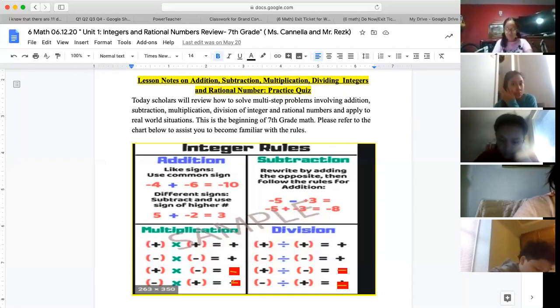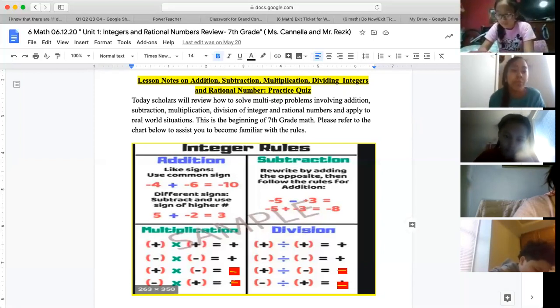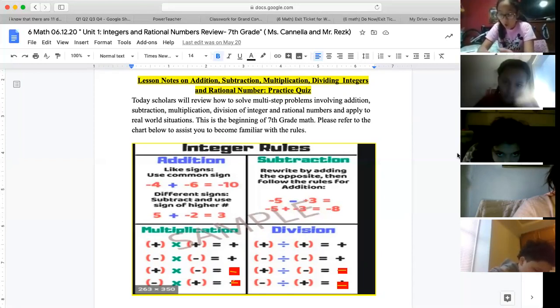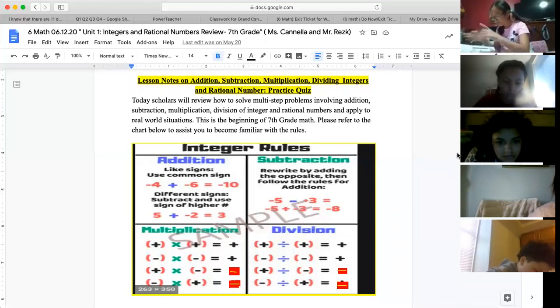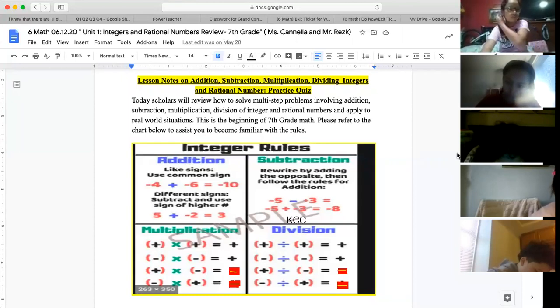Awesome. Thank you. Christian Elise, please read the subtraction rules. Rewrite by adding the opposite. Then follow the rules for addition. -5 minus +3 equals -5 plus -3 equals -8. So when we went from the -5 minus +3 and then we had the two negatives, what are the 3 letters that we used? KCC. Great, so please write that down.